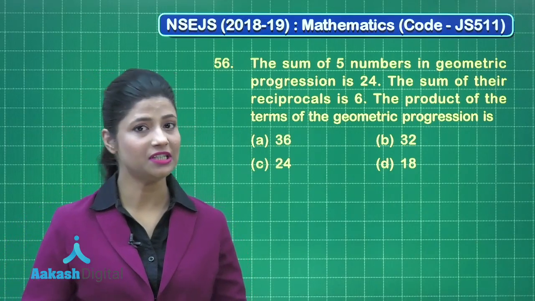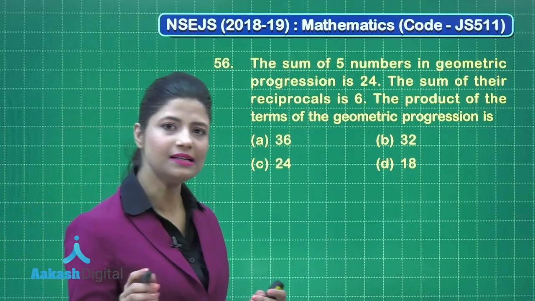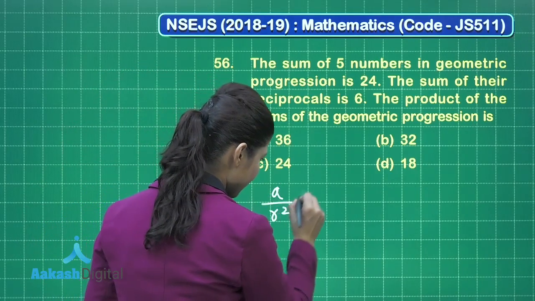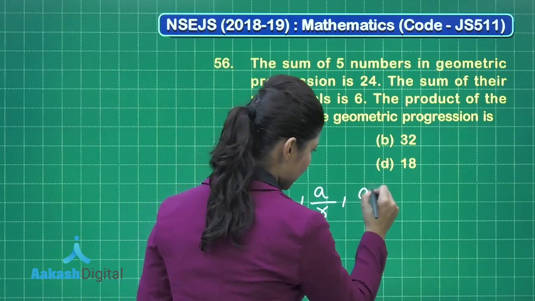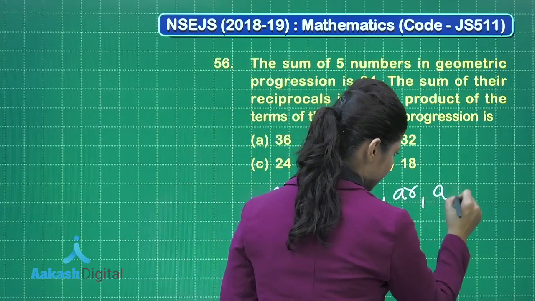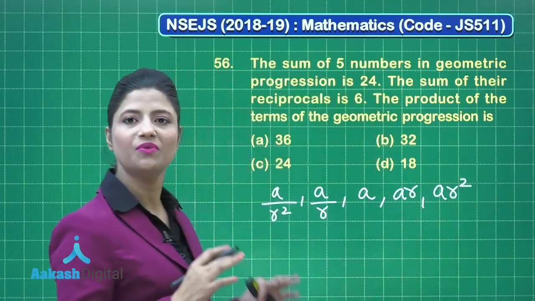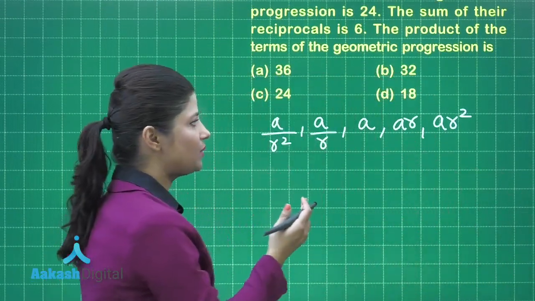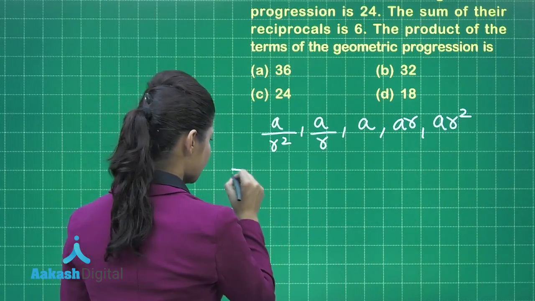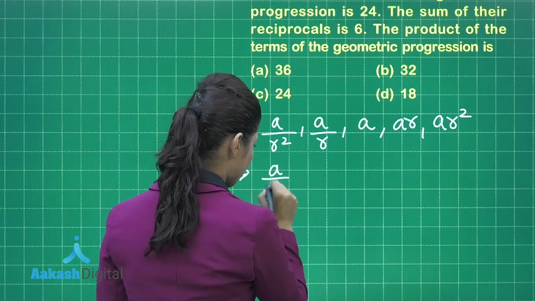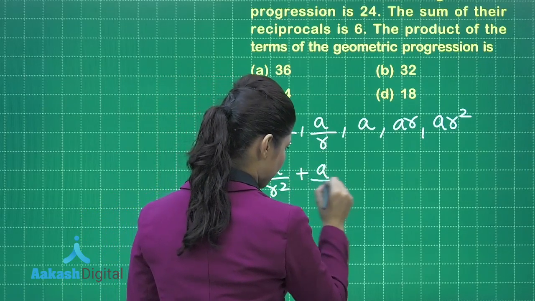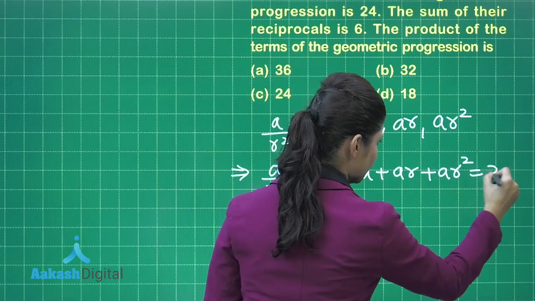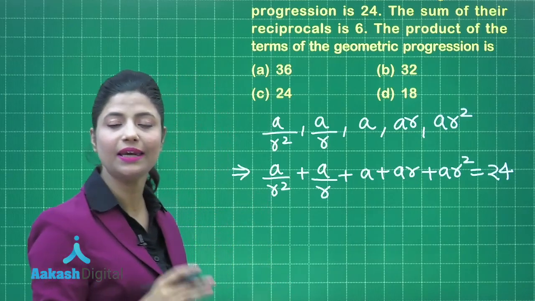Now you know that when we take 5 terms of a geometric progression, it is easy to solve the question if you consider the terms like a upon r square, a upon r, a, a into r and a into r square. Here it is given that the sum of these 5 terms is equal to 24. So if you take the sum of these 5 terms and take a common, you will get a relationship that here we have a upon r square plus a upon r plus a plus ar plus ar square is equal to 24.